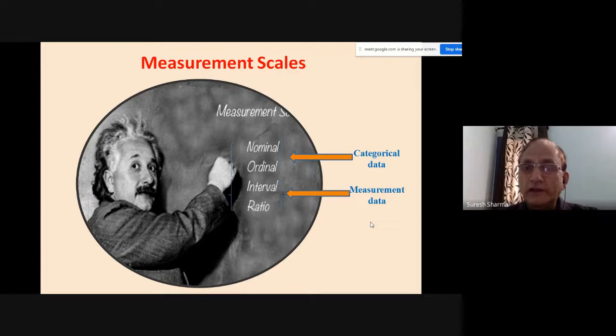So whenever we deal with categorical data, the numerical distance between any two categories does not have any significance at all. That's all about the categorical data.